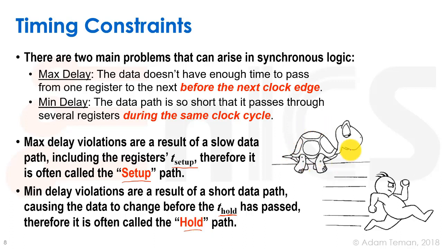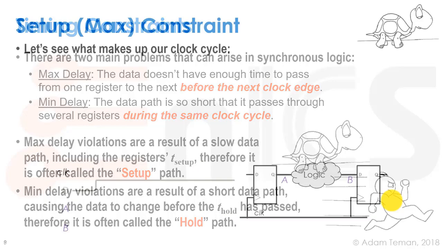So max delay and setup path, and min delay and hold paths are synonymous. And remember that max delays are slow. That also means that when we discuss timing corners, we will bring ourselves to the worst case. We'll figure that our data has to be as slow as possible to find out any possible max delay violations. And on the other hand, min delays mean our data is too fast. So what we'll usually do is look at the fastest possible path that can happen, the fastest possible operating conditions, to find our min delay violations.